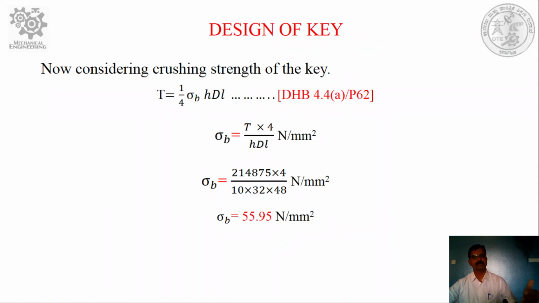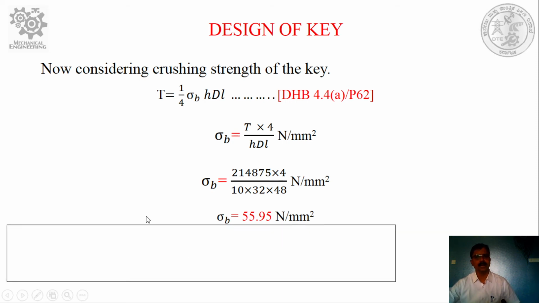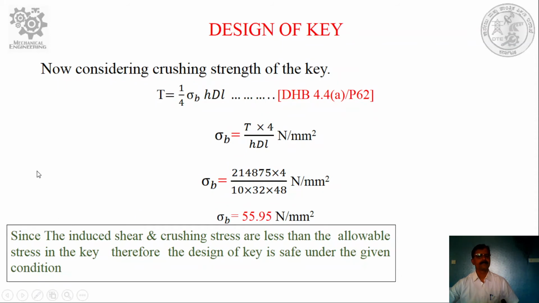Now compare these induced shear stress and crushing stress with the allowable ones. Induced means the stresses developed or created in the elements of the key while transmitting. Once the induced shearing and crushing stresses are less than the allowable ones, the design is safe under the given condition. You write the conclusion after calculating this. Since the induced shear and crushing stress are less than the allowable stress in the key, the design of the key is safe under the given condition.